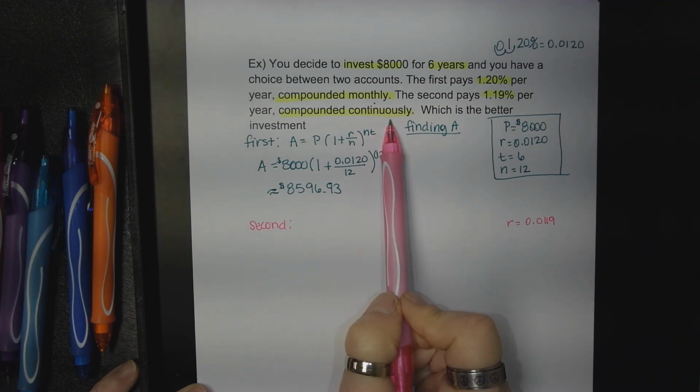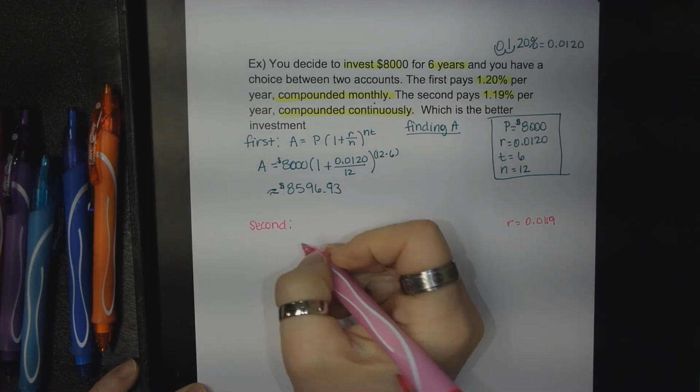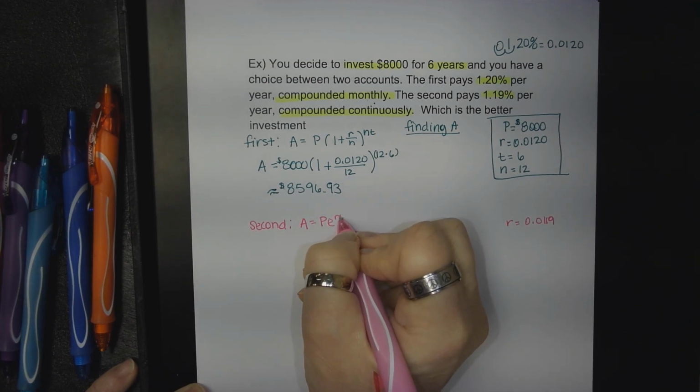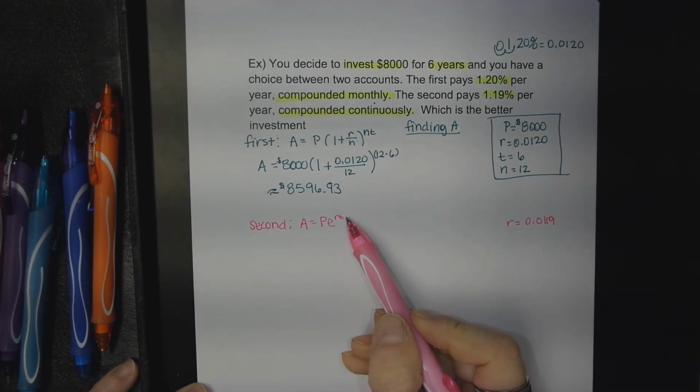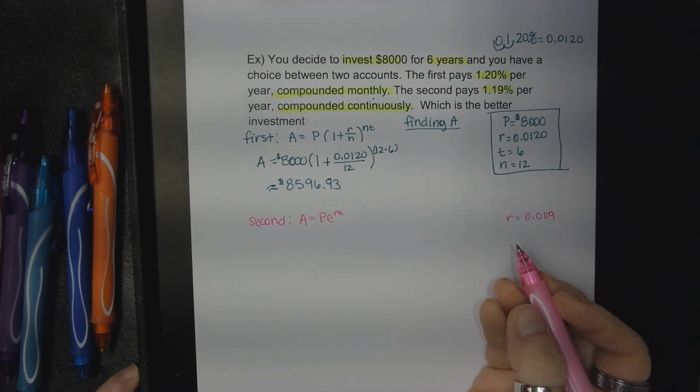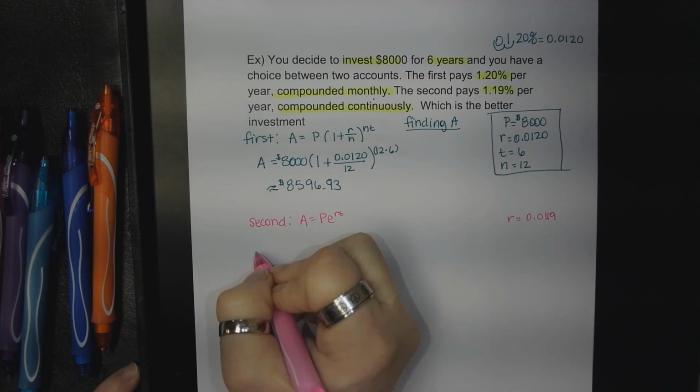So we know that continuously tells us that we're going to use Pert. So it's going to be A equals P E raised to the RT. We don't have an N in this equation, so we don't have to worry about that. Everything else is the same. So here we go, plug and chug.